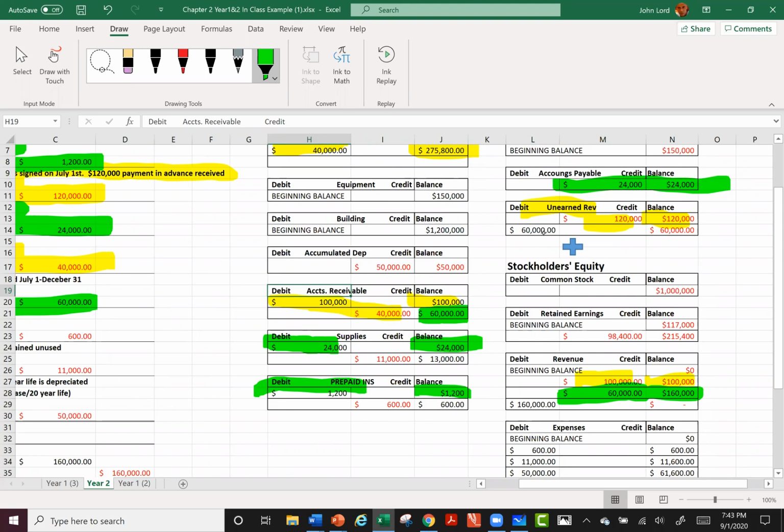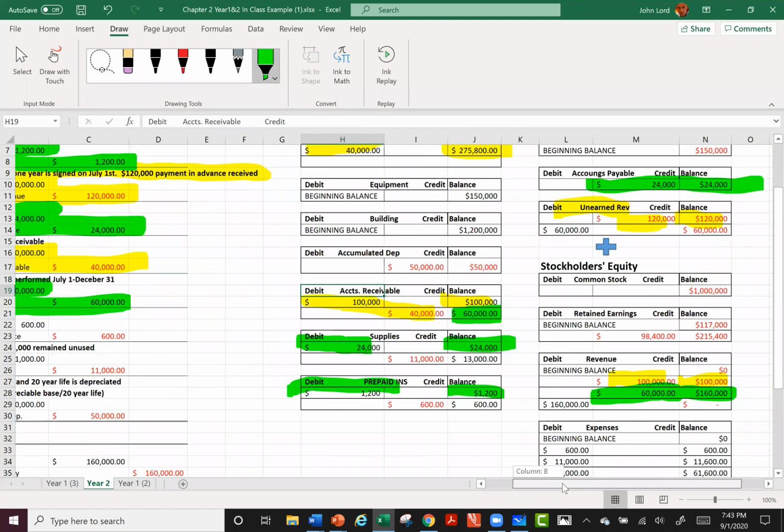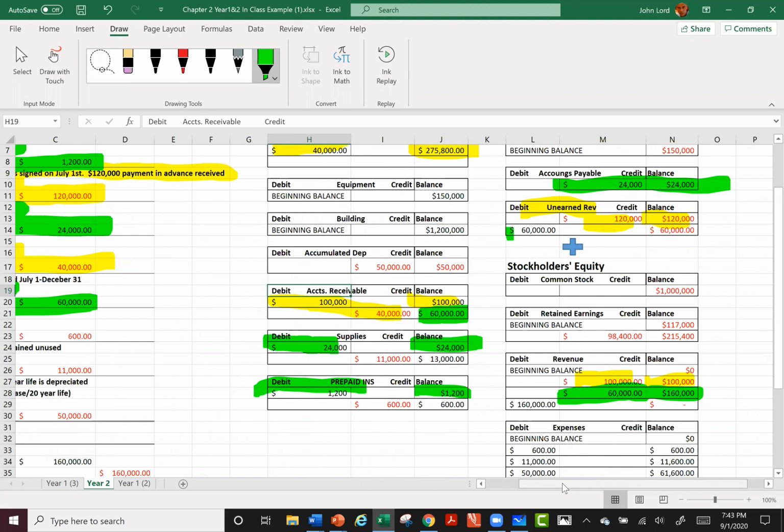Now I can reduce the liability because I'm only on the hook now for what? The remaining 6 concerts that will be in January, February, March, April, May, June. I got 6 concerts left to go, but those won't happen until next year. So when I make this adjustment, notice that I debit my unearned revenue, and my unearned revenue liability goes from the 120. Now it goes down to 60,000.